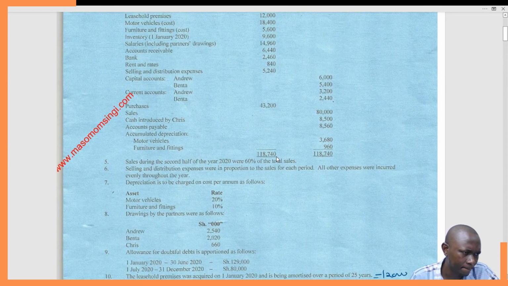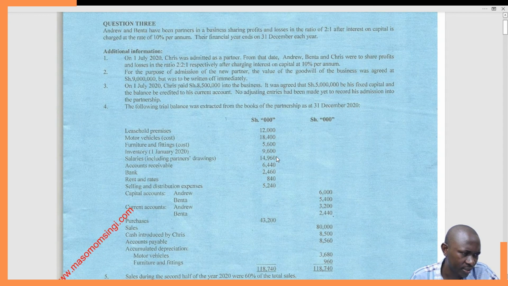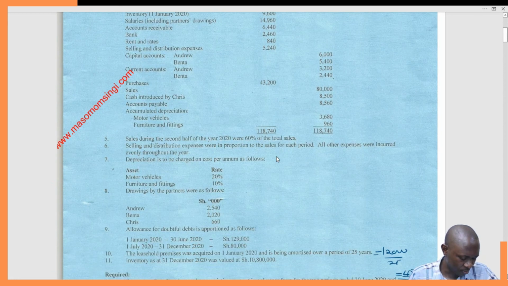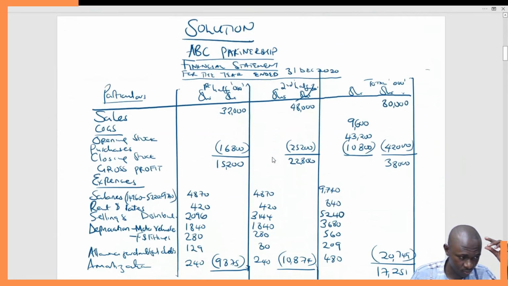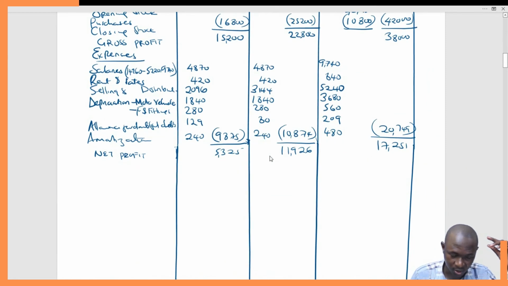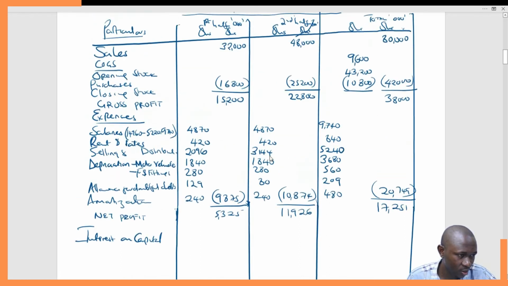Things are not bad. So, appropriation account. In our appropriation account, we are going to start with the interest on capital.